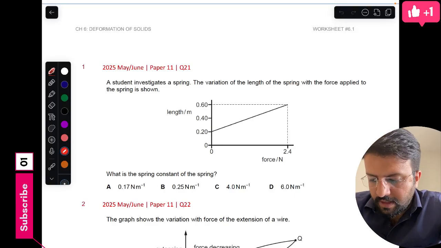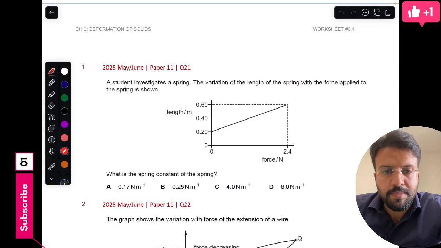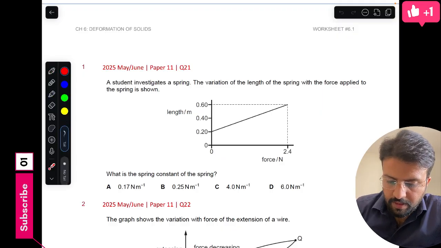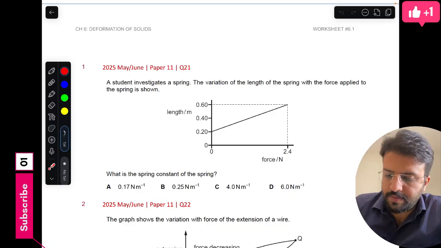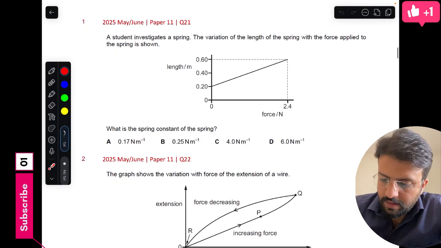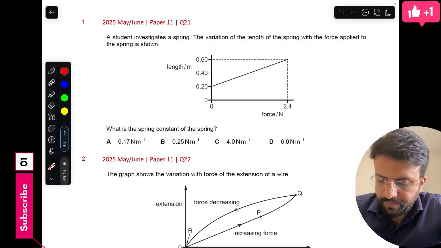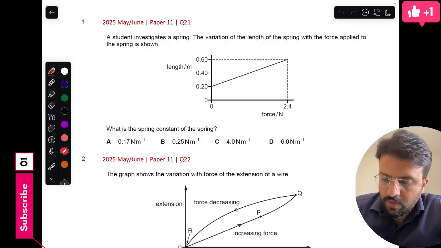Assalamualaikum. In this video we're going to solve past paper questions of the topic deformation from the year 2025. Let's begin with the first question. A student investigates a spring, and the variation of the length of the spring with the force applied to the spring is shown. What is the spring constant of the spring?